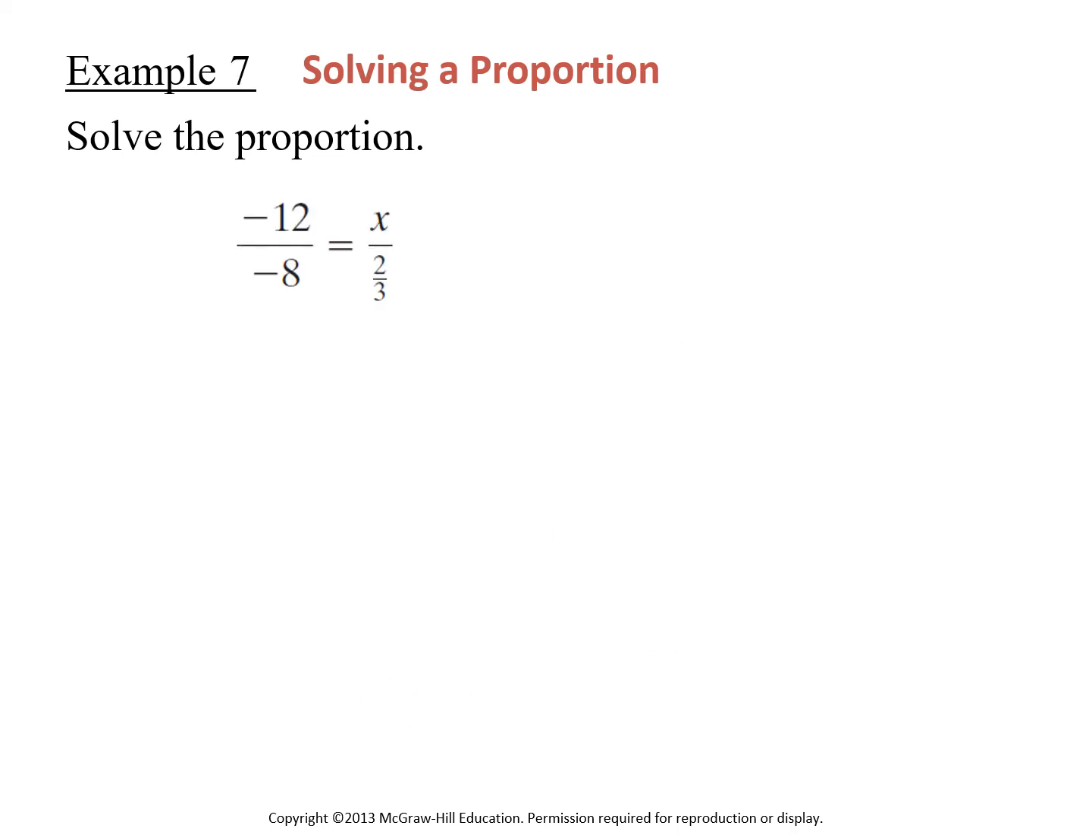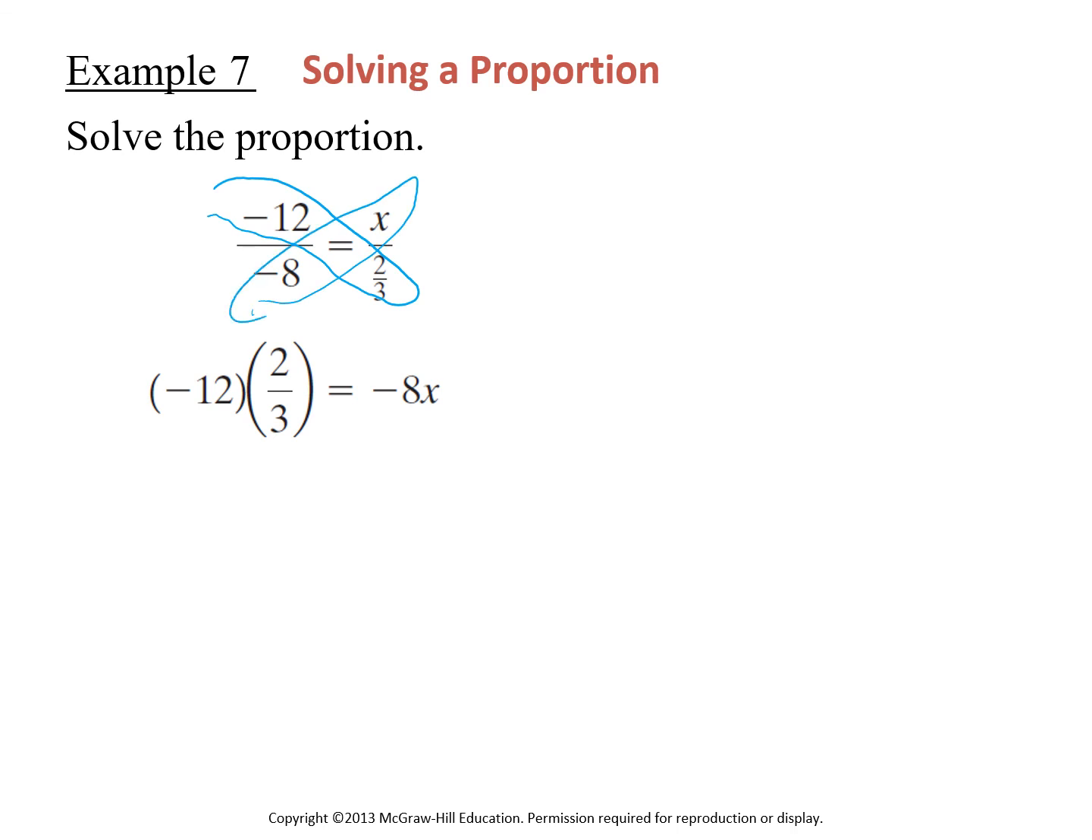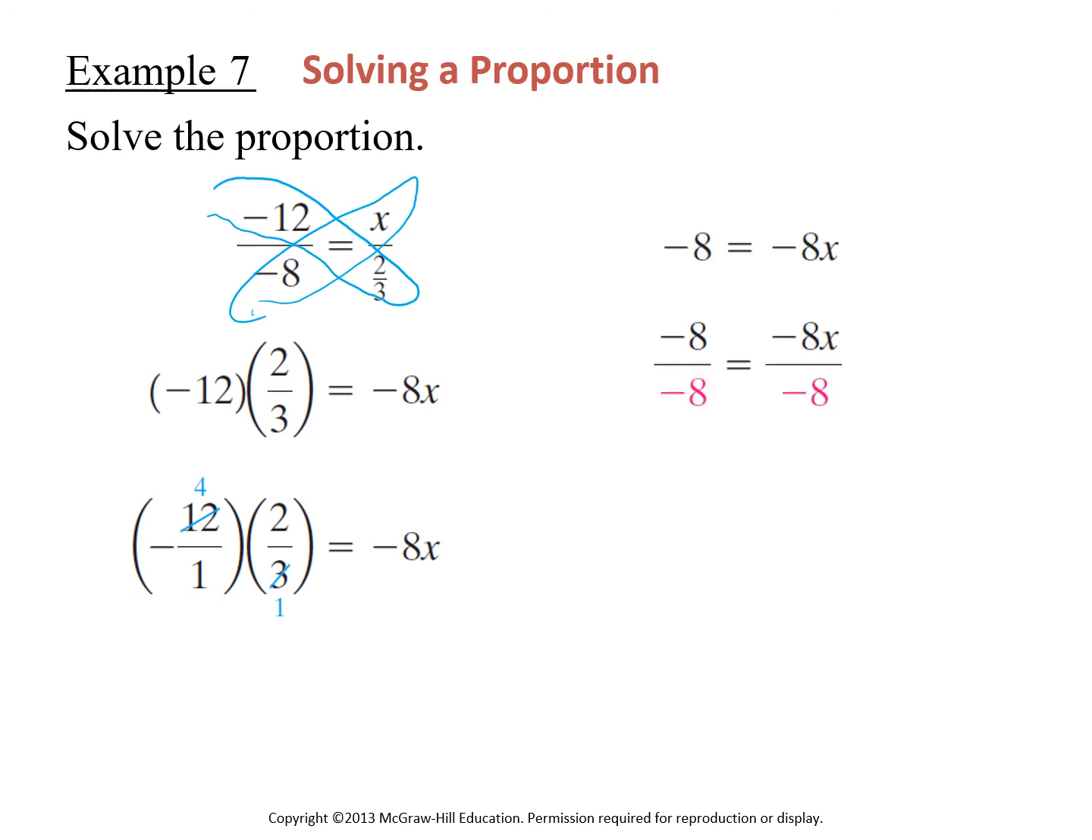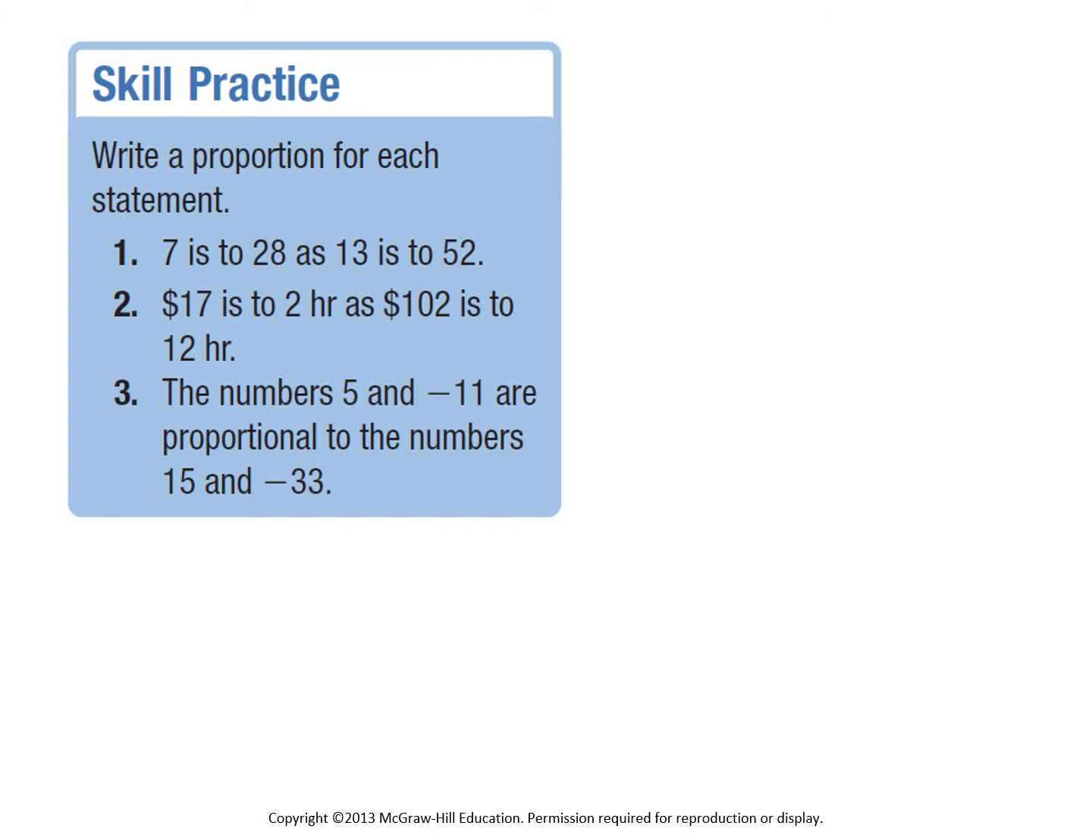So we are going to solve another proportion, and this time we have a fraction. We're still going to set our cross products equal to each other. Negative 12 times 2/3 equals negative 8 times x, and it does not matter which cross product you begin with. They're equal. And we'll divide by the coefficient. X equals 1. And here are some for you to try.